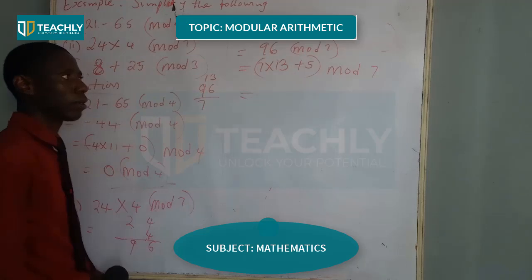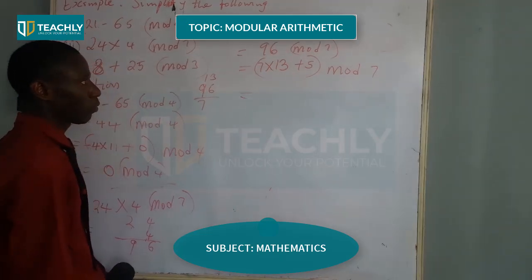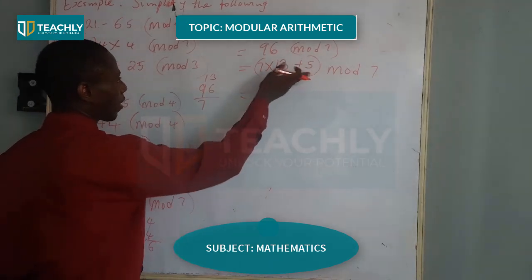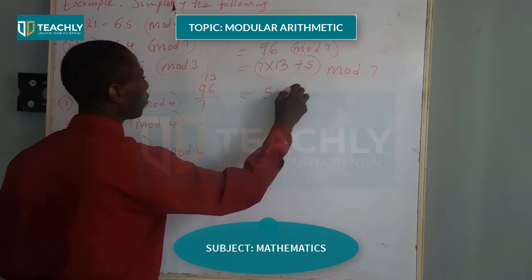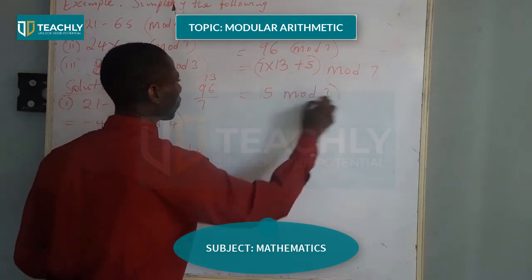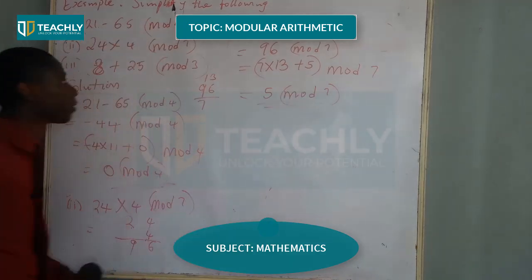So, as usual, let's look at our final answer. It is going to be 5 modulo 7. So that is the answer.